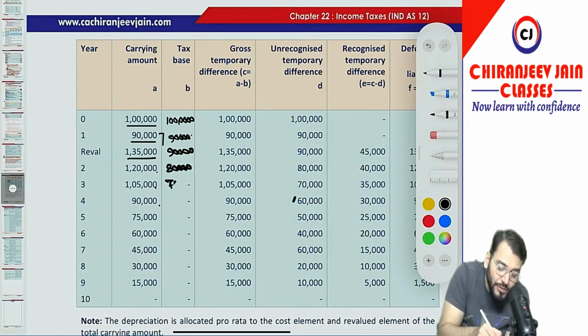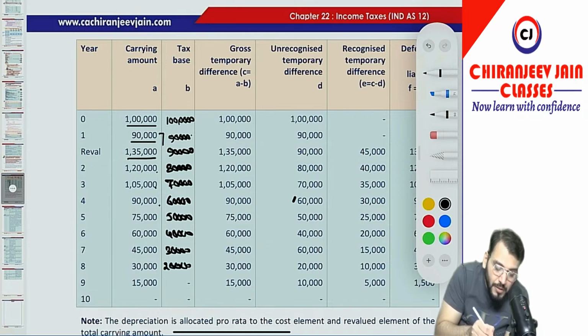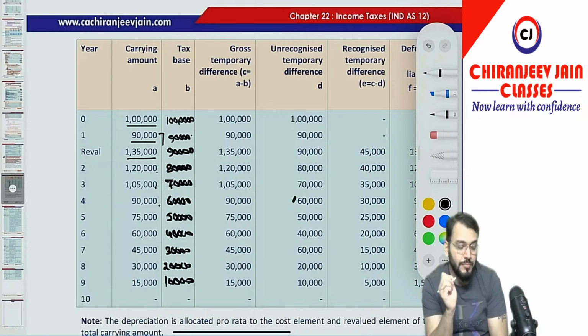Then it is 70,000. Then it is 60,000. Then it is 50,000. Then it is 40,000. Then it is 30,000. Then it is 20,000. Then it is 10,000. You can do it in this way also. Have you understood this calculation?